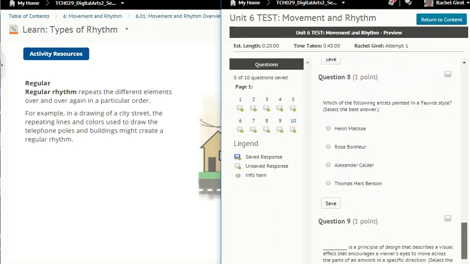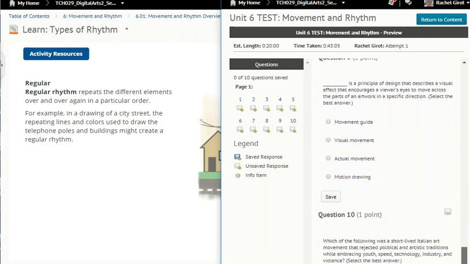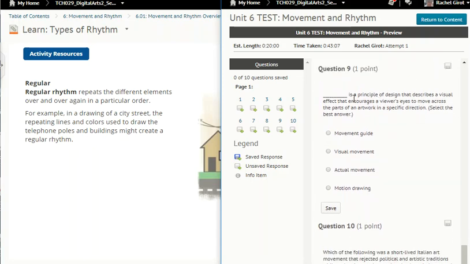And I don't think we had any more questions. Okay. Oh, let's see. Blank is a principle of design that describes a visual effect that encourages a viewer's eyes to move across the parts of an artwork in a specific direction. Oh, what do you think? Visual movement? Yeah.